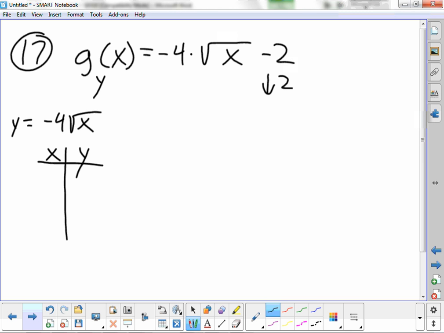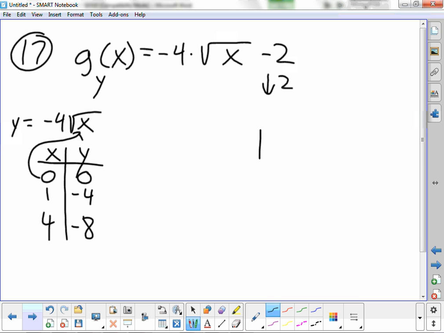Since this is a square root, you can't plug in negative x values because negative square roots gives us complex numbers, which we're not worried about at this point in time. So we're going to start at 0 and then plug in some positive perfect squares. So like a 1 is a perfect square and a 4. You only need that many points. I'm not requiring you guys to do more than that. So plug a 0 into here and you will get 0. Square root of 1 is 1 times -4 is -4. Square root of 4 is a 2 times a -4 is a -8.